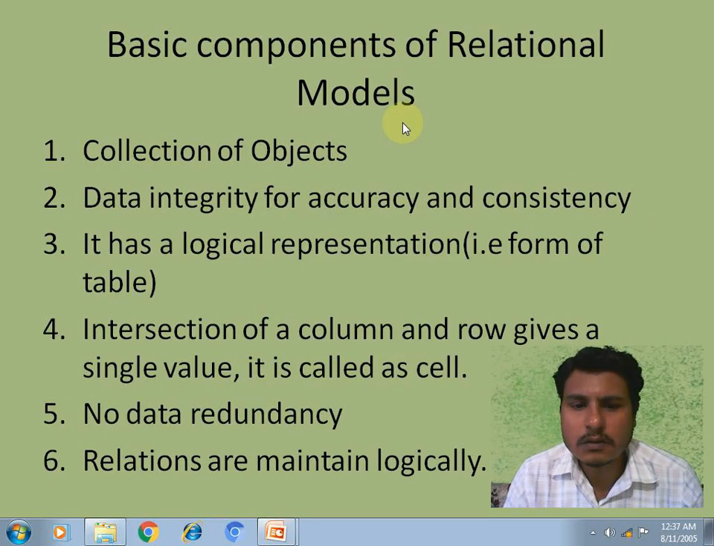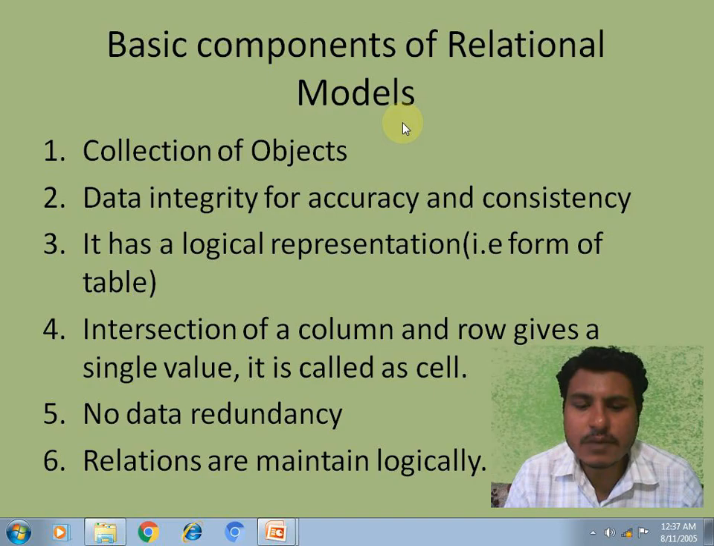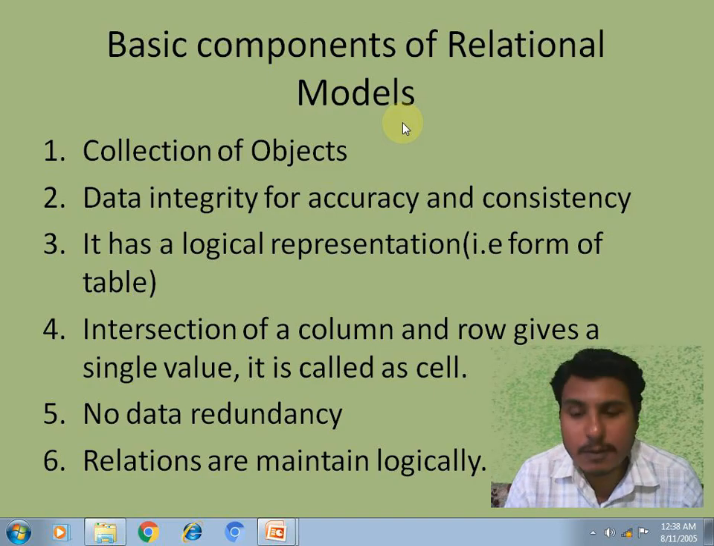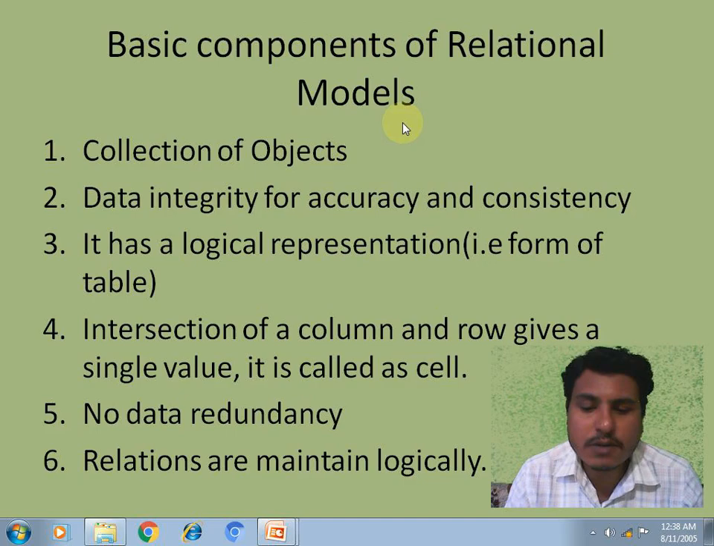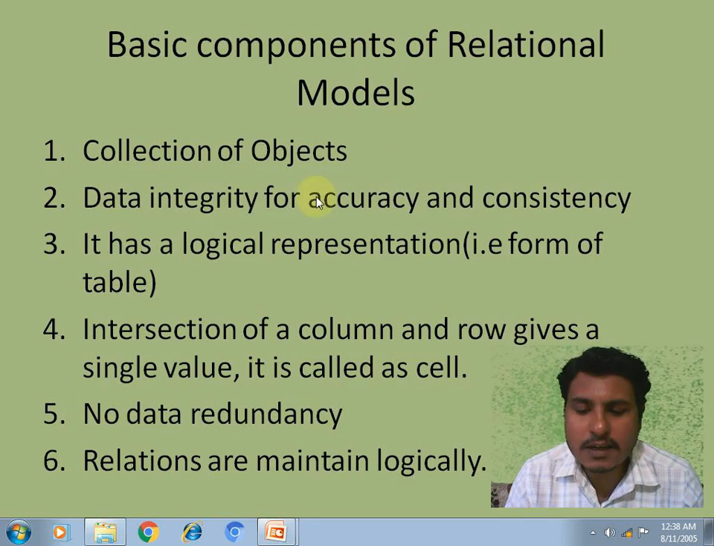Now we discuss the basic concepts of the relational model. First is collection of objects. Second is data integrity for accuracy and consistency. Third, it has a logical representation in the form of a table. Fourth, the intersection of column and row gives a single value. It is called a cell. Fifth, no data redundancy. Sixth, relations are maintained logically.